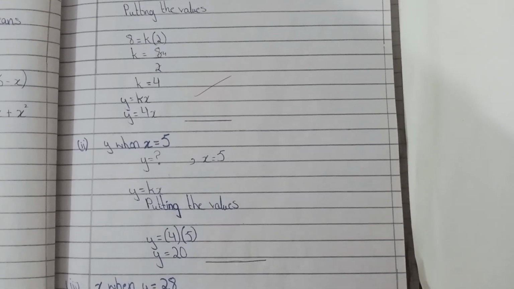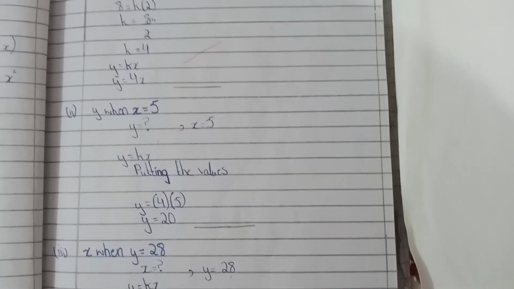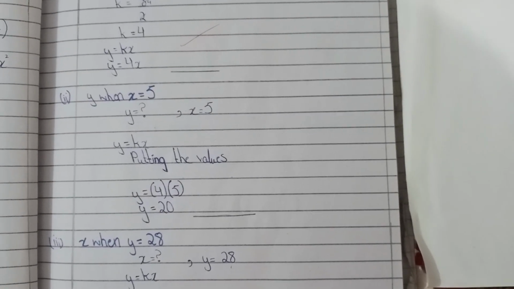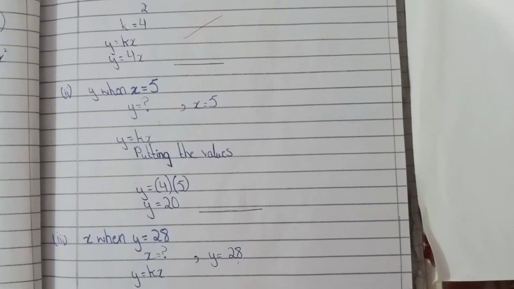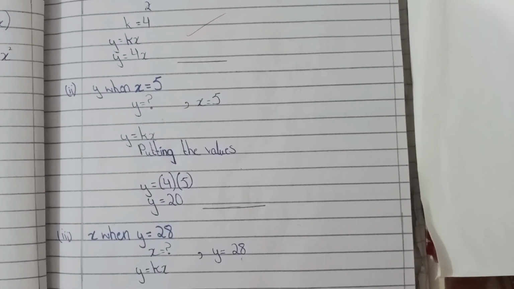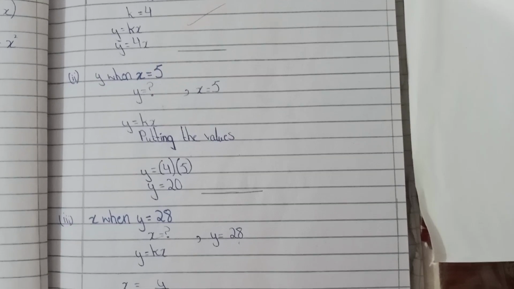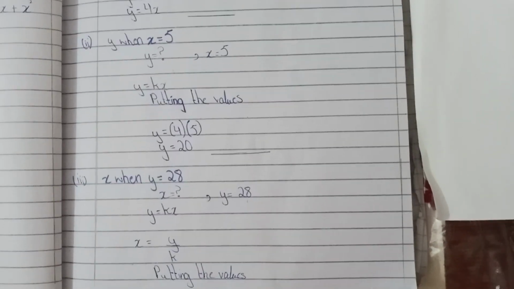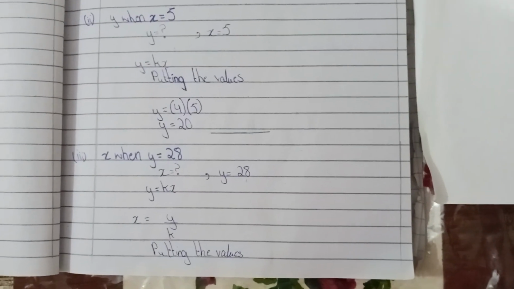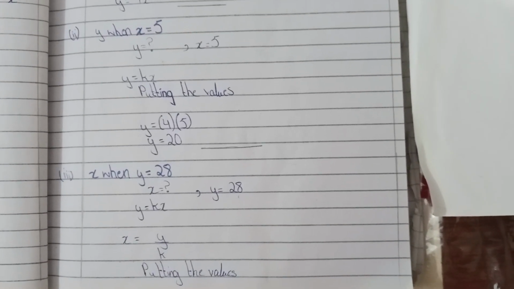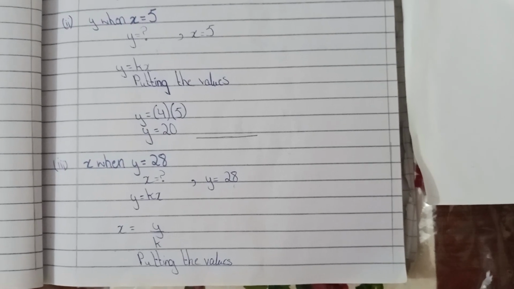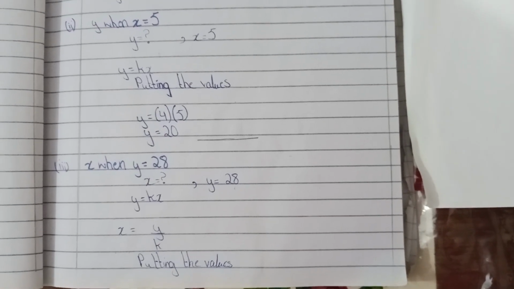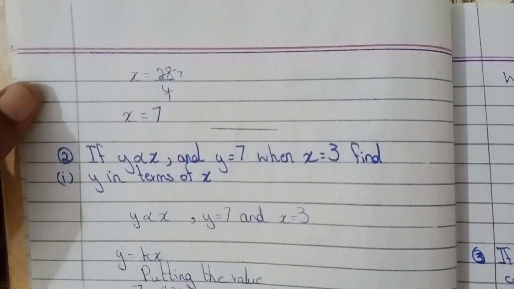Now part 2, you have to find y when x is equal to 5. So we put this value of x and k in the equation, then we get y. K is 4 and x is 5, so y is 20. Then x is unknown and y is given as 28. So in the place of k we put 4, and in the place of y we put 28. So we get x is equal to 7.